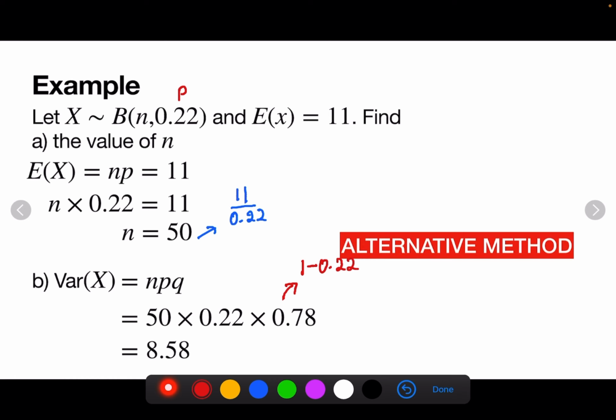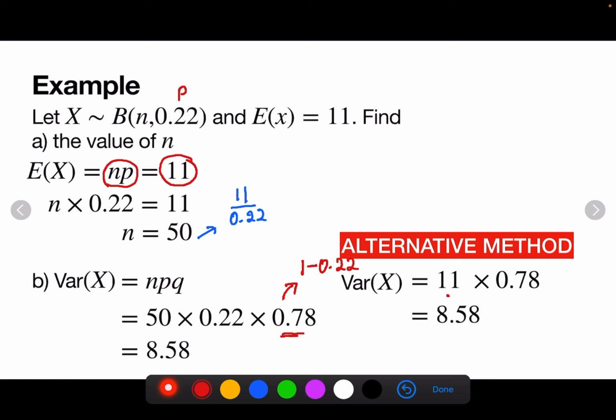You can also do it like this. We know that the variance is npq. So np, what is np just now? np just now is 11. So you're going to times it with your q. You're still going to get the same, 8.58. It's the same, just quicker.